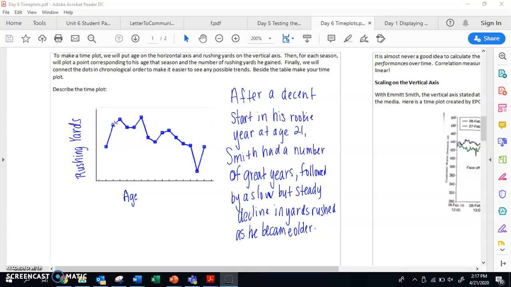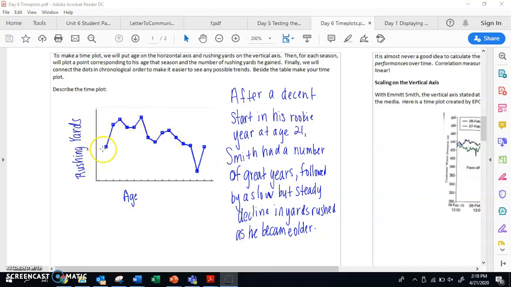And so what you want to do, once you have your dots, is connect them. So we're just going to draw lines connecting each of our dots. And then we're going to label our axes, and you will obviously want to number yours as well. But we've got age, rushing yards, and then our connected dots.